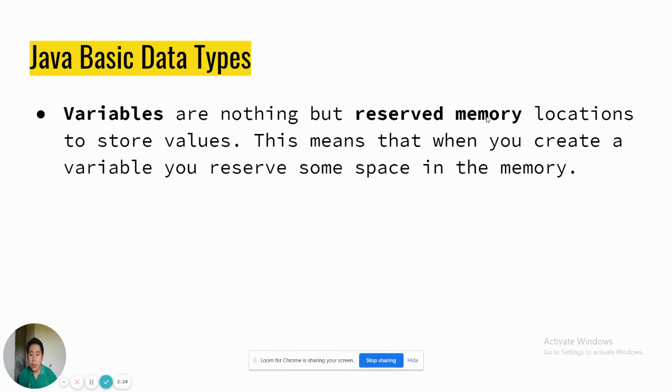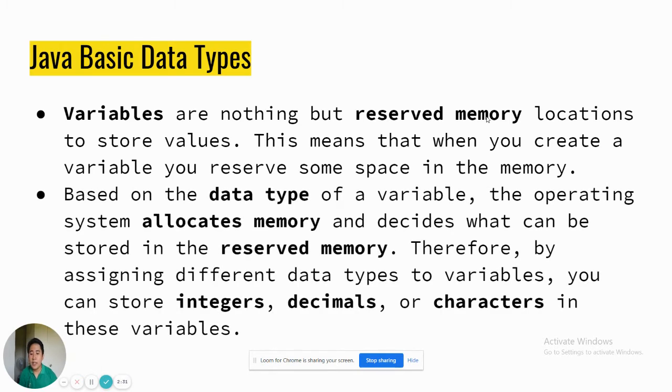This means that when you create a variable, you reserve some space in the memory. Based on the data type of a variable, the operating system will allocate memory and decide what can be stored in the reserved memory. Therefore, by assigning different data types to variables, you can store integers, decimals, or characters in these variables.